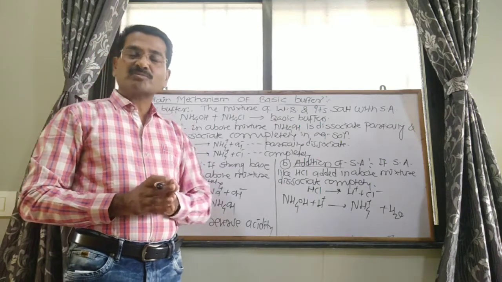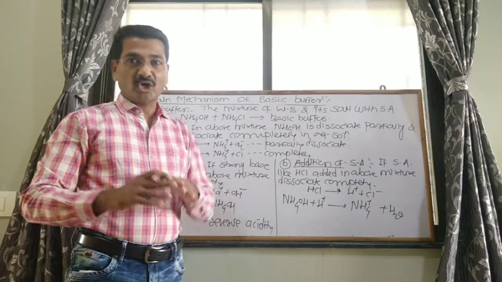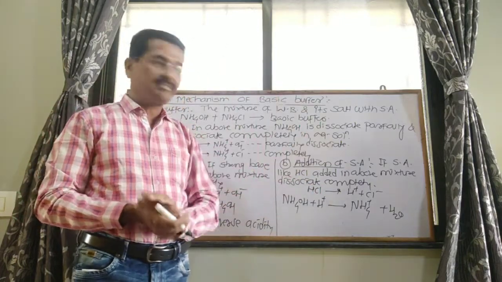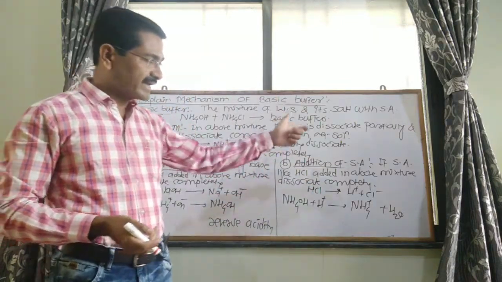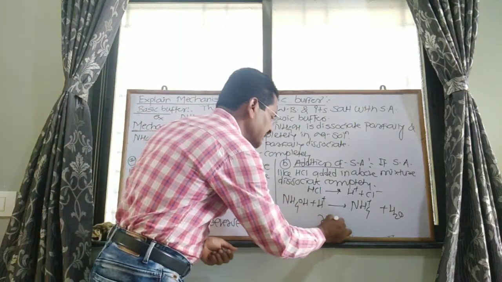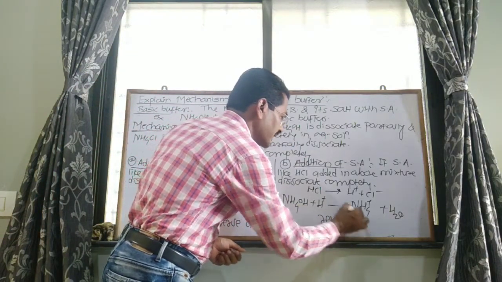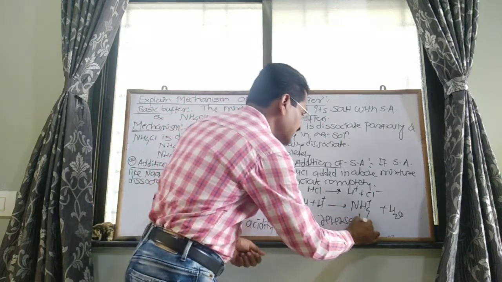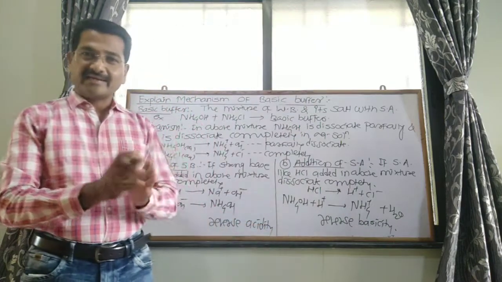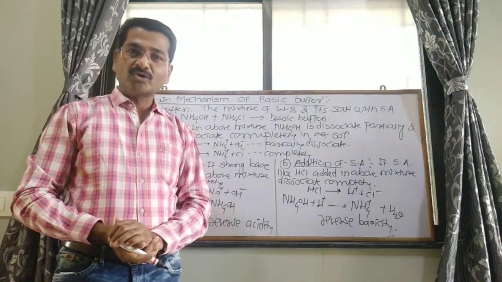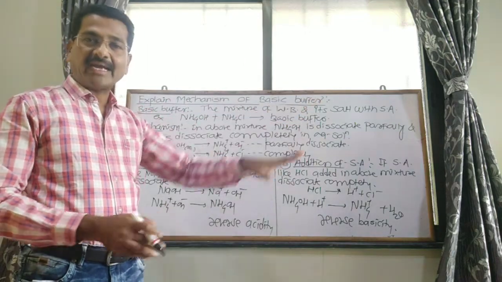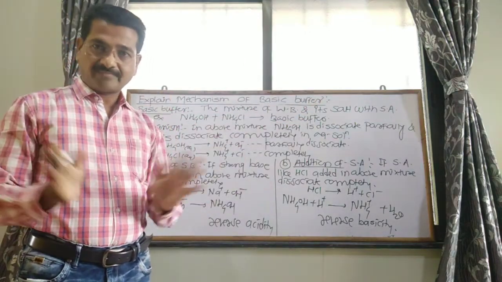This resistance of the solution to change in pH by addition of a small amount of strong acid is called reverse basicity. So in this way, we can clear both concepts, the mechanism of acidic buffer and basic buffer.